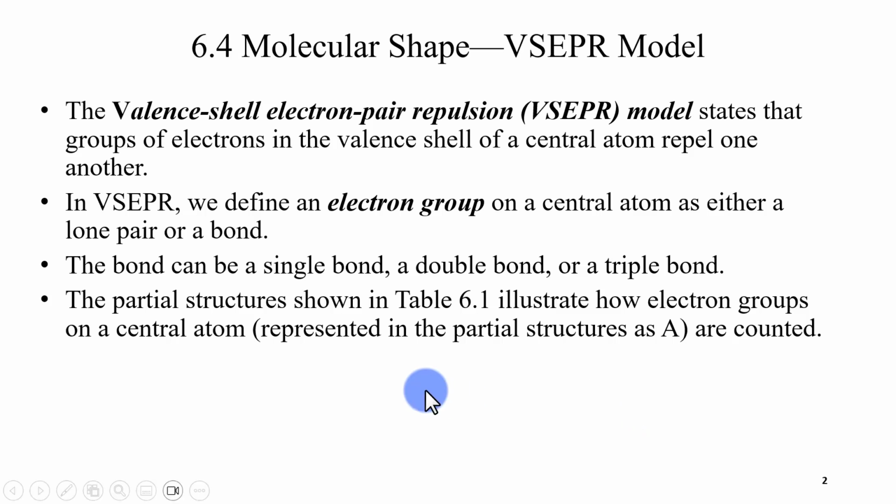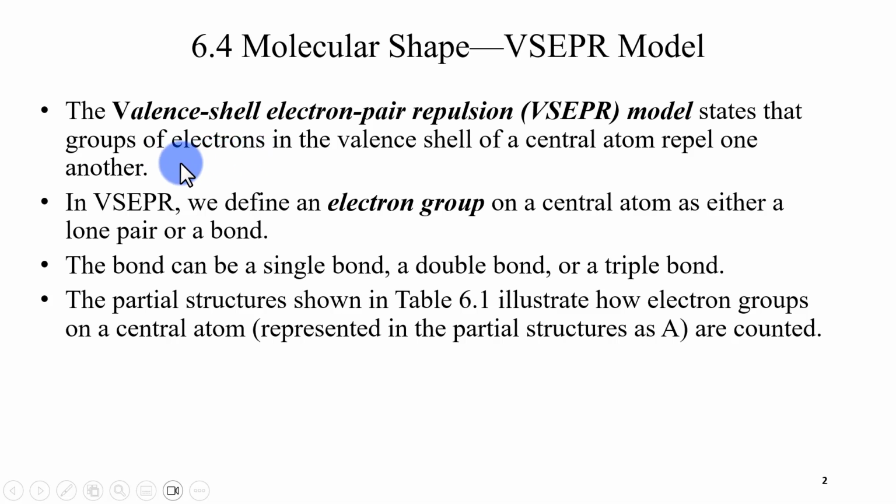To determine molecular shape, we follow what is called the VSEPR model. So the valence shell electron pair repulsion theory or model. Big mouthful, that's why we abbreviate it to VSEPR. And it states that the groups of electrons in the valence shell of the central atom repel one another. So they're going to occupy spaces as far away as possible from each other.